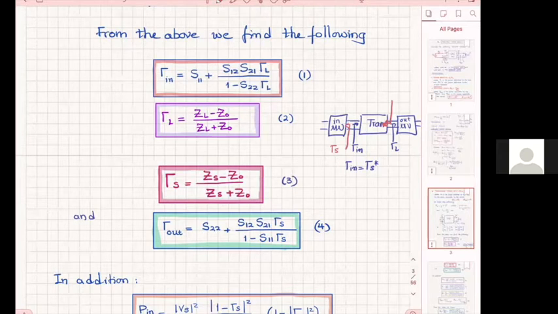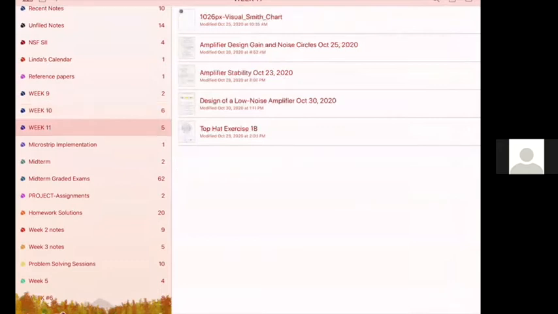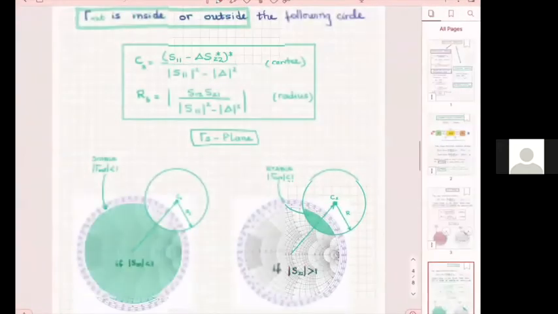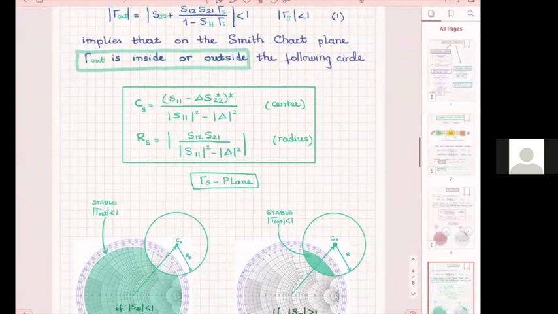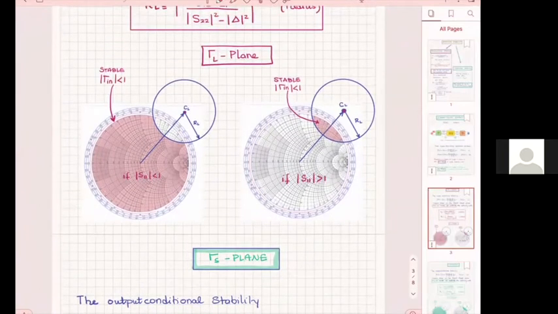All right, so then we leave this and we go to stability here. So gamma in depends on gamma L. You see that here? And therefore, since gamma in has to be less than 1, but depends on gamma L, we call that the gamma L plane, because the values of gamma L practically will tell you whether you are in stability, what values of gamma in will be less than 1. That's why they're so confusing.